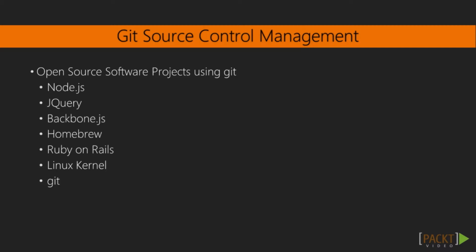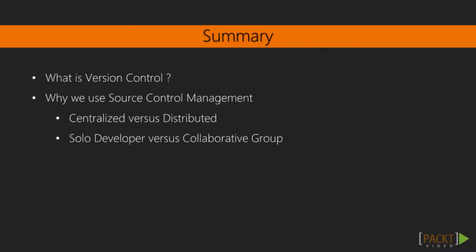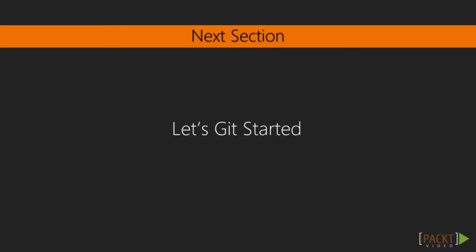Teams of all sizes use Git to manage software projects like Node.js, jQuery, Backbone.js, Homebrew, Ruby on Rails, the Linux kernel, and even Git itself. We explored version control, otherwise known as source control management, and how it affects your ability to develop software. In the next video, we will dive right into using Git.